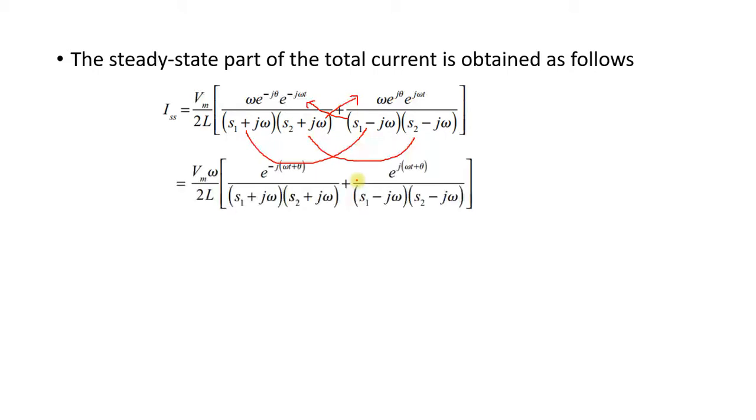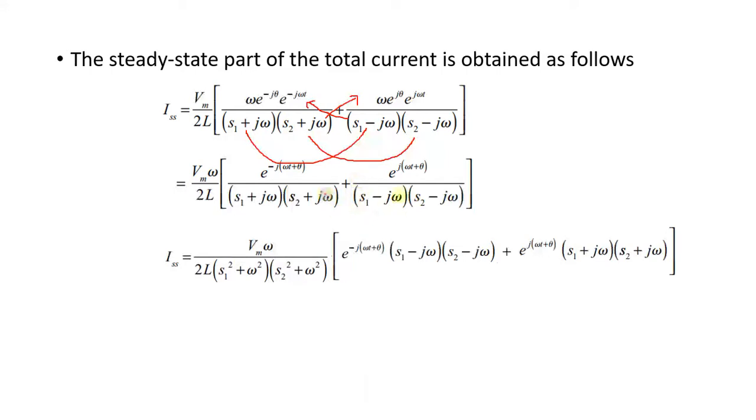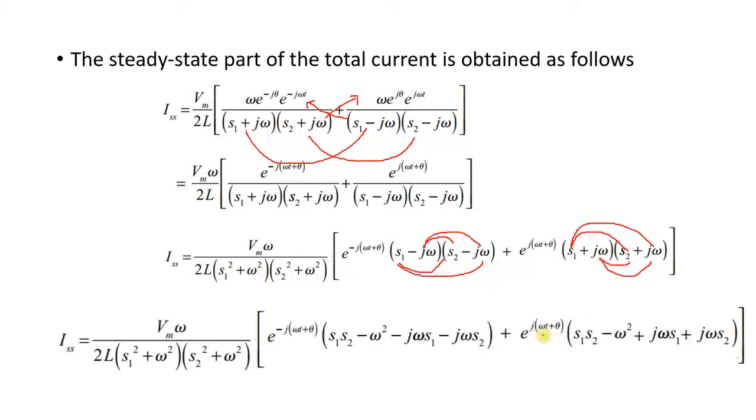So here they take omega outside. I already told that this is replaced by s1 square plus omega square. Now you multiply these two terms, s1 with respect to s2 and similarly s1 with respect to j omega. Similarly this j omega is multiplied through these two terms. Similarly here also it is multiplied like this. If you multiply these terms, the resultant equation should be like this.